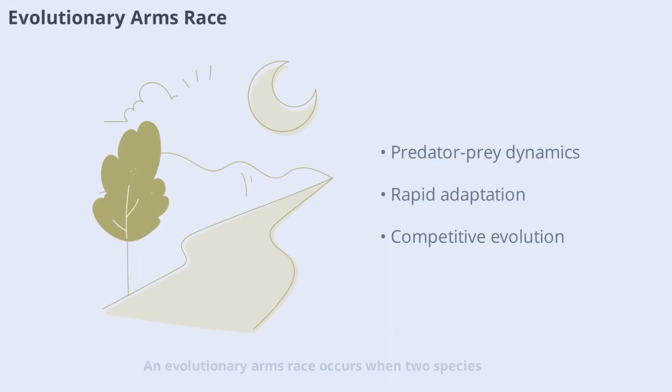An evolutionary arms race occurs when two species constantly evolve new adaptations to outcompete each other. For example, predators may evolve sharper teeth while prey develop better defenses. This ongoing struggle drives rapid evolutionary changes and leads to fascinating adaptations.